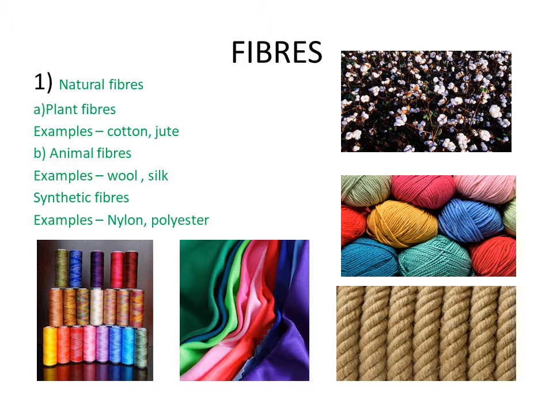Plant fibers we get from plants. Example, cotton and jute. And the animal fibers that we get from animals. The examples for animal fibers are wool and silk. In this picture you can see cotton, wool, silk, polyester, nylon, etc.